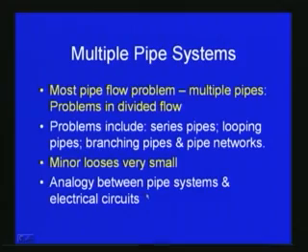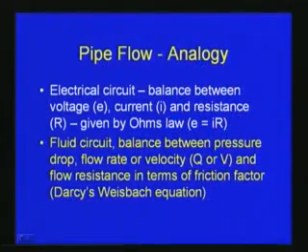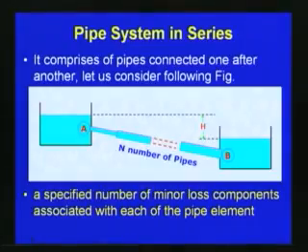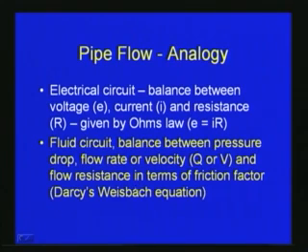And also, when we deal with pipe flow systems, the analogy between pipe systems and electrical circuits is helpful in some of the calculations. So, we can have an analogy between the pipe flow system and the electrical circuit. In the electrical circuit, there is a balance between the voltage E, current I and resistance R, given by Ohm's law, E equals I R. This is for the electrical network or circuit. In a similar way for a fluid circuit, such as a pipe network or pipe flow system, there is a balance between the pressure drop, flow rate or velocity, and flow resistance in terms of the friction factor, as we have seen in the Darcy-Weisbach equation.